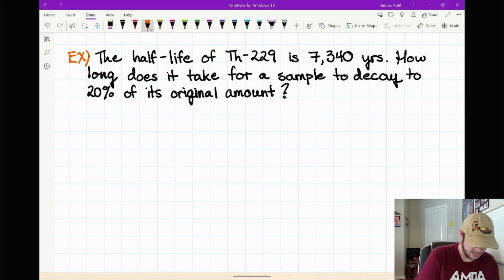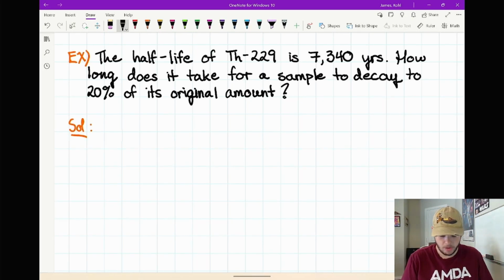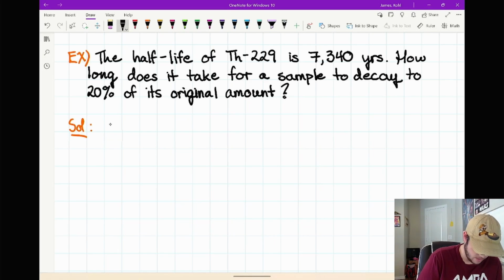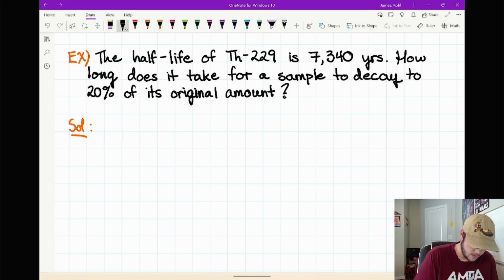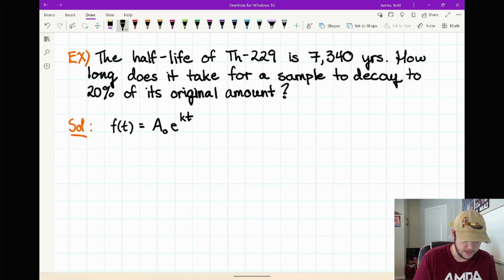Well, let's get started. I know that this is going to follow an exponential decay model because I'm losing stuff. So my radioactivity is going to be modeled by f of t equals some constant a naught e to the kt. Now, this constant is going to end up being the initial amount, typically, and let me show you why.